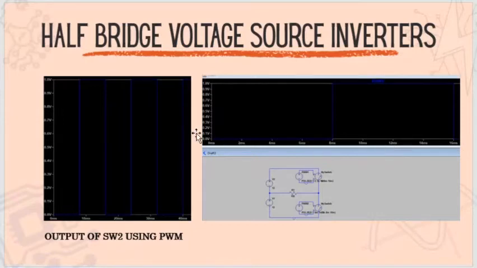The blue line here, S2 will be turned on at 8 milliseconds and has a voltage of 1 volt, and it will be on for another 8 milliseconds until it will drop at 16 milliseconds.